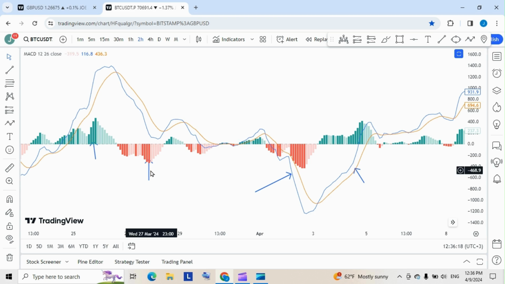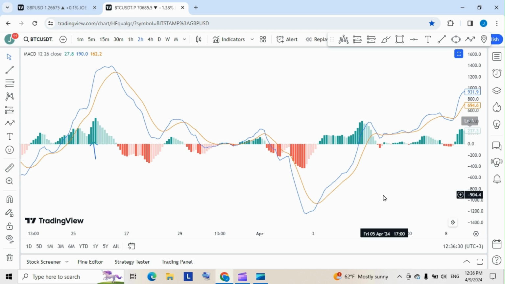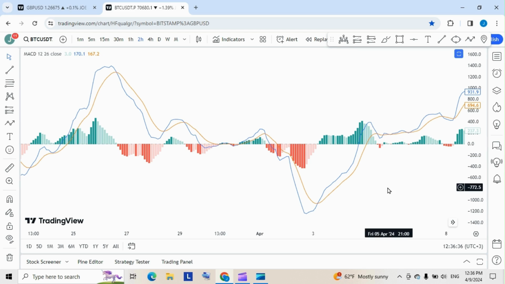So now let me explain this indicator and show you how you can set this. I'm assuming you already know the names. We have the blue line that is called the MACD line, the orange line that is called the signal line, and we have the histogram, which is these boxes you are seeing here, the green and the red.